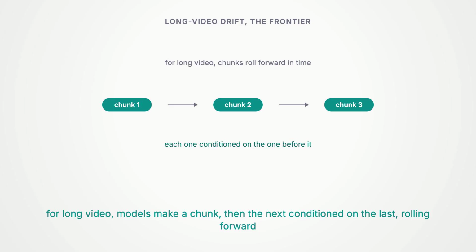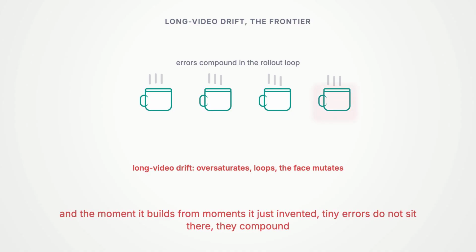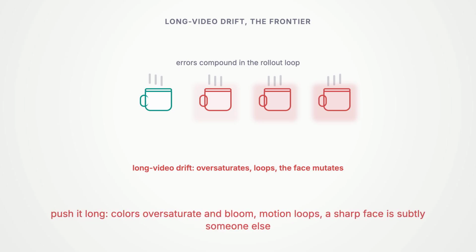In any such loop, tiny errors do not just sit there. They compound. So push these models long and you watch it happen. The colors slowly oversaturate and bloom. The motion starts to loop. A character drifts. A face that was sharp at second 3 is subtly someone else by second 30. This is long video drift, and it is the active research edge right now, not a settled limit.